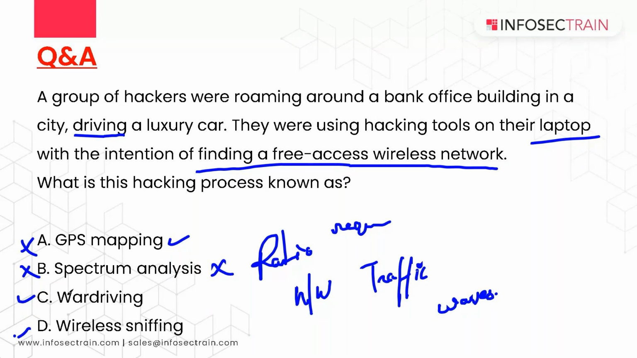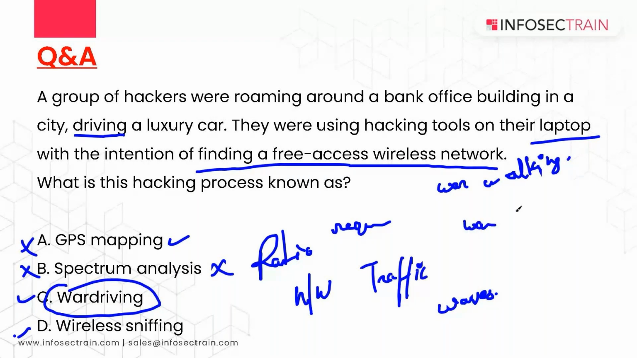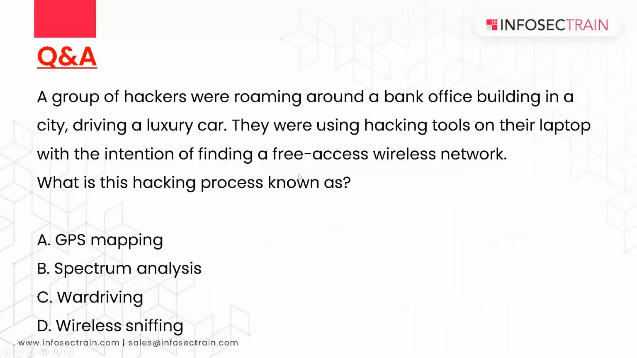Along with that, we have war walking. Here the attacker takes a laptop and moves around in search of a free, open Wi-Fi network. We also have war flying. In war flying, the attackers use a drone to find open wireless Wi-Fi networks. So the correct answer is option C, which is war driving.